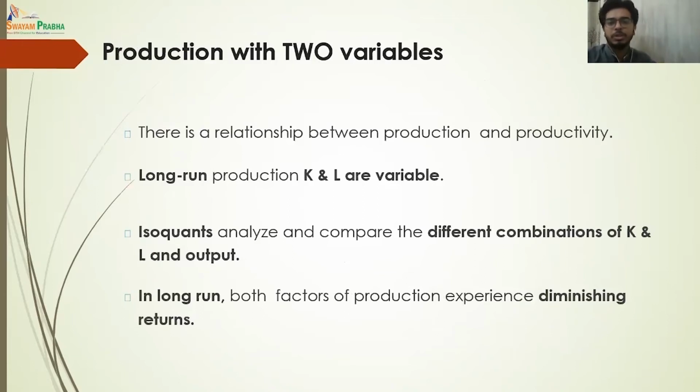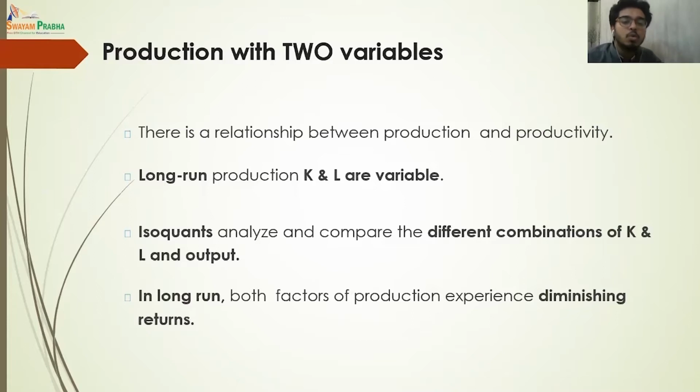So what is production with two variables in the long run? We look at the relationship between production and productivity, keeping both labor and capital as variable inputs. You can change the quantity of capital and labor anytime you want. If there is a sudden demand, you can change both. That is the long run. If you cannot change the labor but can change capital, or cannot change the capital but can change labor, that remains a short run period for that production process, right?